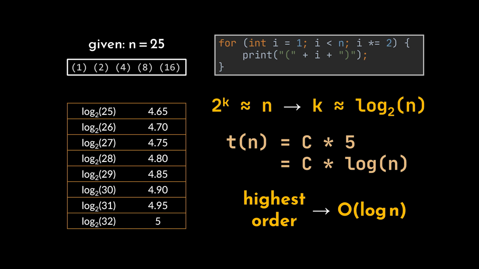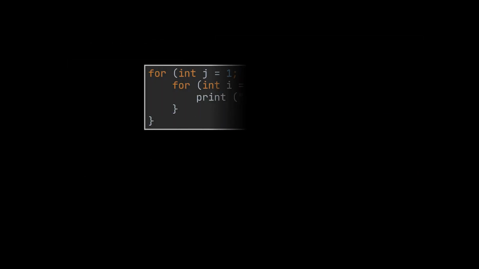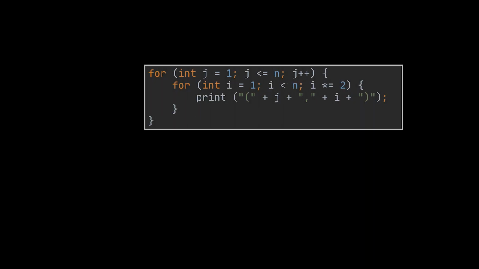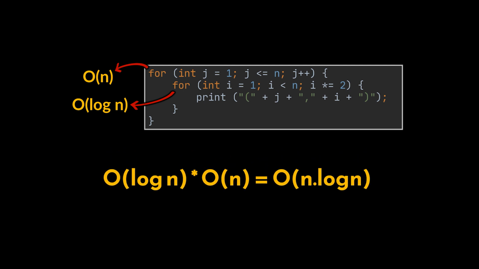O of log n. As a final example, take the same loop and wrap it with another loop going from 1 to n. In this case, we'll have two for loops, one with an O of n time complexity and another with an O of log n time complexity. The resulting complexity of such a code snippet will be O of log n times O of n equals O of n times log n.